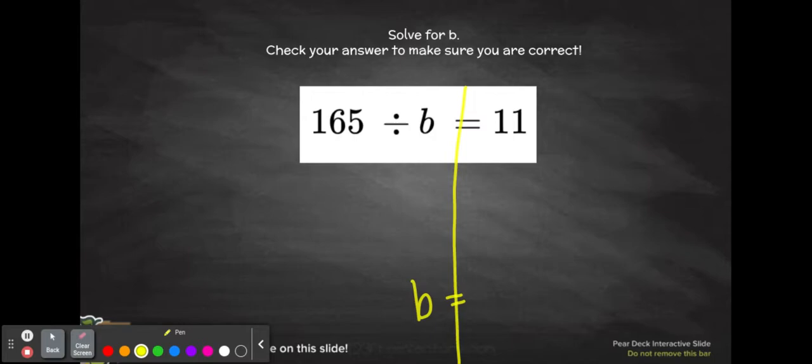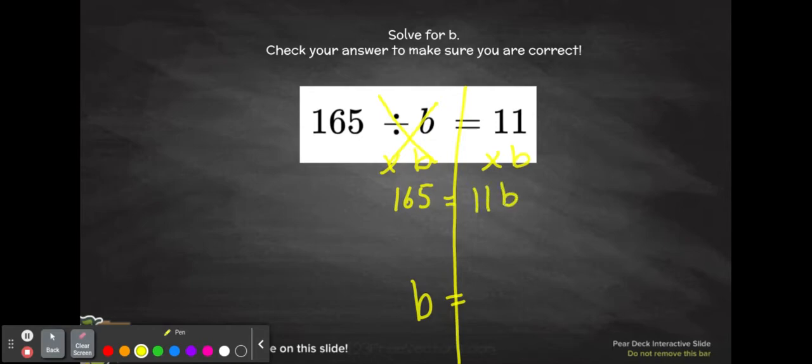So 165 divided by b. The opposite would be multiplying by b, right? Because order matters in division. So instead of dividing by b, I'm multiplying by b. And what is that going to do? Well, I have to do that to both sides. It would cancel out my b here. I'd be left with just 165 on this side now, right? Because it's canceled out, equals 11 times b. So I could do 11b.